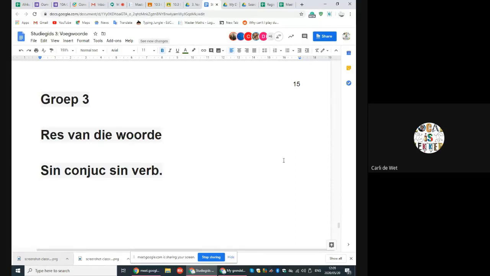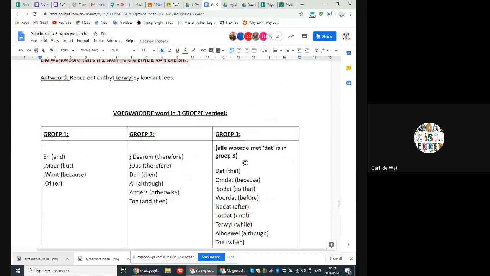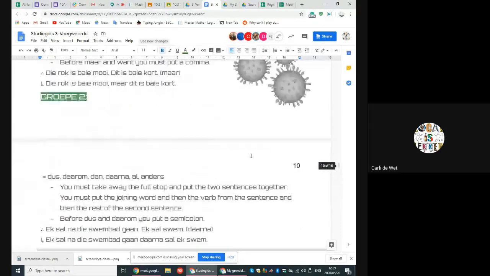Okay, so group 3 is sin, conjunction, sin, verb. So basically the verb needs to move to the back. I'm going to move now to the beginning of this document because I didn't want to type it out again. I just want to make you aware of something.